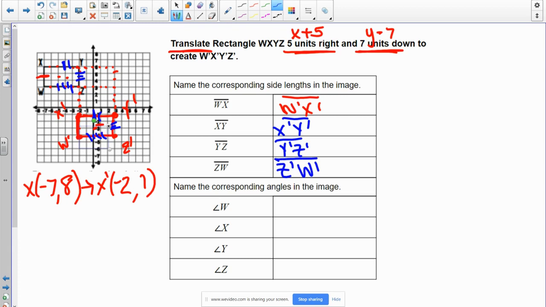The last thing is corresponding angles. And of course, I've said this over and over, they don't change size. So here's W, and then W prime would be, of course, the corresponding. And then X, X prime, Y, Y prime. Ooh, my angles are getting ugly. And then Z, Z prime.